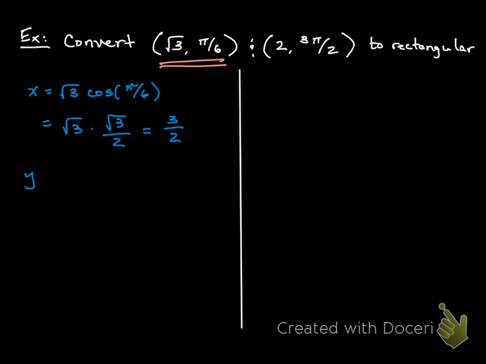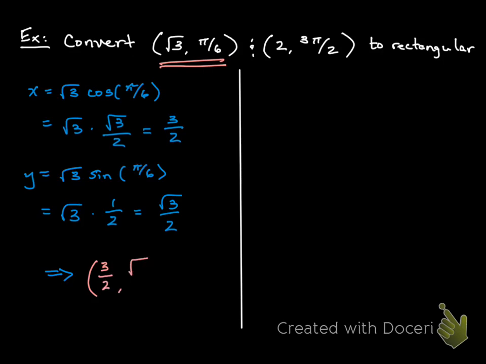The y-coordinate should be r sine theta. And that boils down quickly. Sine of pi over 6 is 1/2. So my point is (3 over 2, radical 3 over 2). That's it. Those are easy.